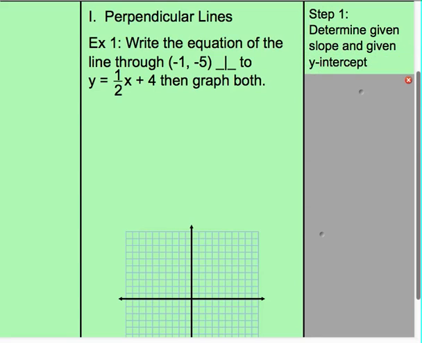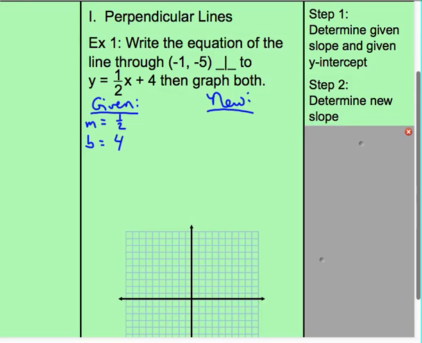We're going to determine the slope and the y-intercept of the given line. So our slope multiplied by our x is 1/2, and our y-intercept is 4. Our new slope, here's the one step that is different. The step is the same, but the process is different.